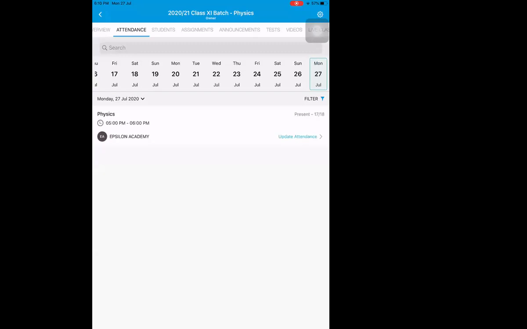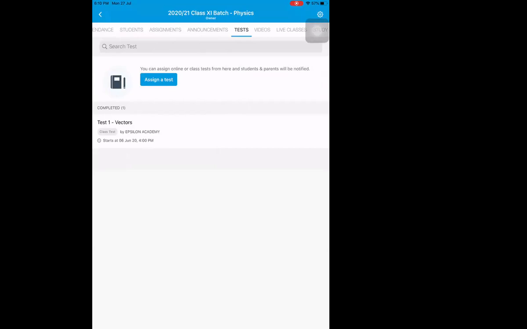See, from next test onwards, all the test notifications you will get only through the app. That is, you will be getting an SMS. I'll not be giving any WhatsApp reminders. Going forward, it is the app only that is going to give you all the communication. Am I clear on this? So when I assign a test in front of you, an SMS will be triggered. You have to have a look at it and remember.